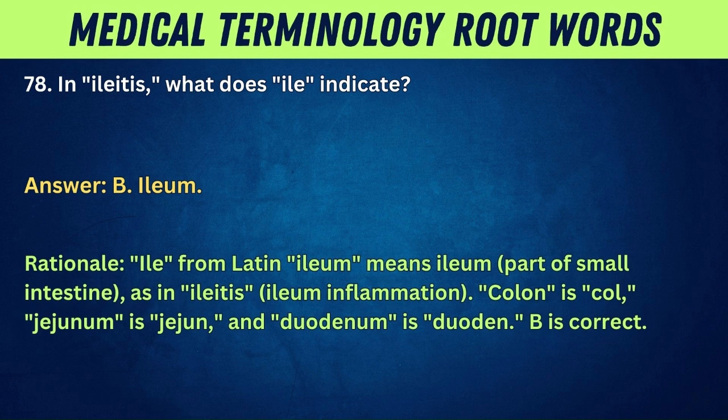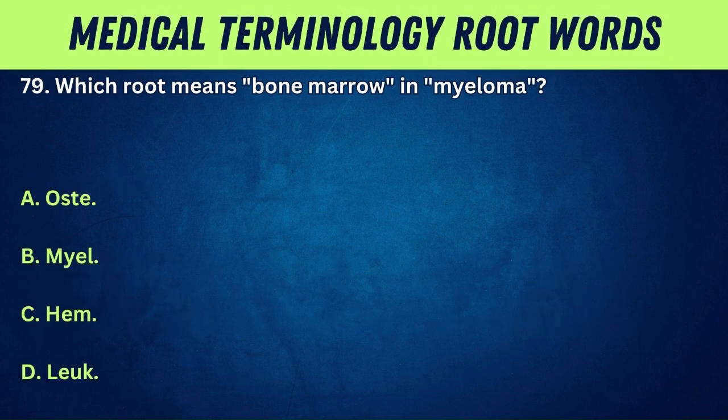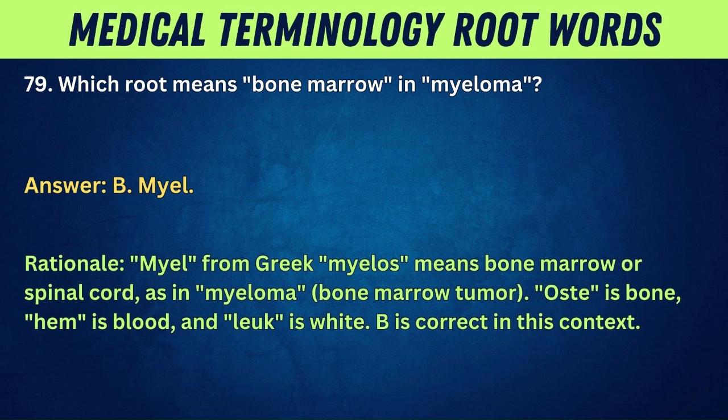Ileum. Rationale: ile from Latin ileum means ileum, part of small intestine, as in ileitis, ileum inflammation. Colon is col, jejunum is jejun, and duodenum is duoden. B is correct. 79. Which root means bone marrow in myeloma? A. Ost. B. Myel. C. Hem. D. Leuk. Answer: B.